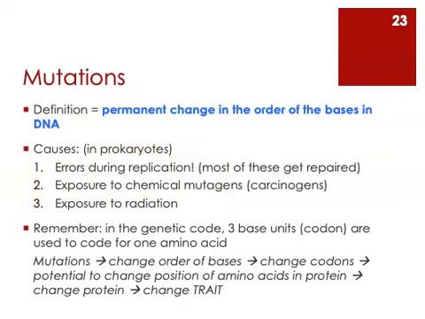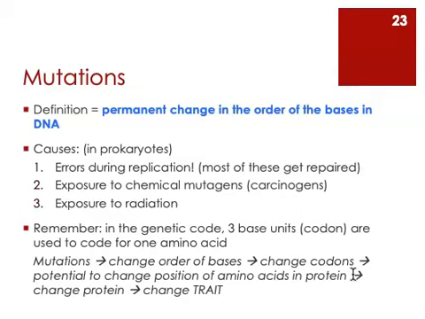Now remember, in the genetic code, the code that all living cells use to build protein, groups of 3 bases, and we call those codons, are used to code for one amino acid. When a mutation occurs, we are changing the sequence or the order of the bases in the DNA. That means we're changing the order of the bases in at least one codon. If you change the order of the bases in a codon, there is at least a potential to change the amino acid that codon will call for.